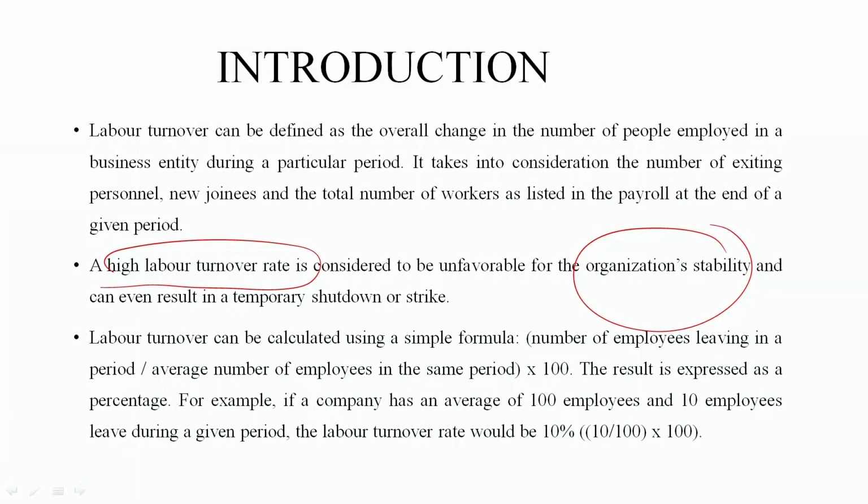There are different formulas by which we can find out how many people are leaving and joining, and this labor turnover can be expressed monthly or annually. We'll talk about them also. For example, you can see here the number of employees leaving in a period divided by the average number of employees in that same period, multiplied by 100, and it's a percentage. For example, if a company has an average of 100 employees and 10 employees leave during a given period, then the rate would be 10%.